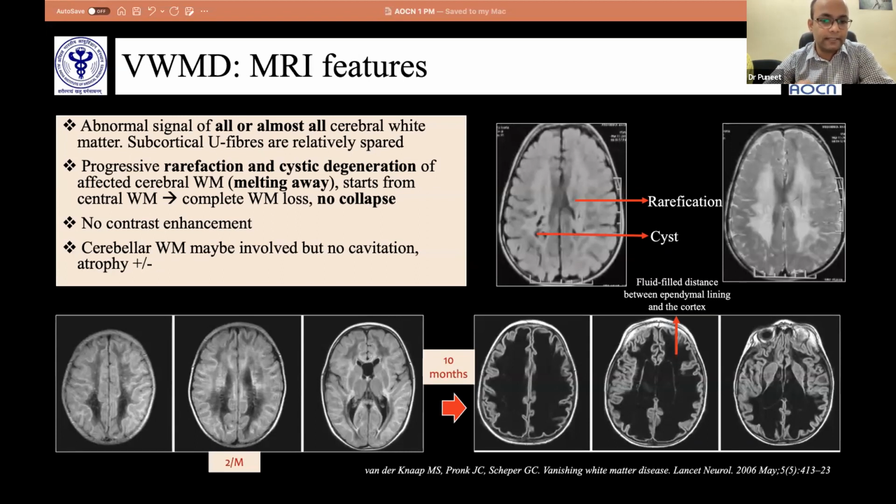There will not be contrast enhancement. Cerebellar white matter may be involved, but we will not find the rarefaction and the cystic changes in the cerebellar white matter, and the atrophy may or may not be there.